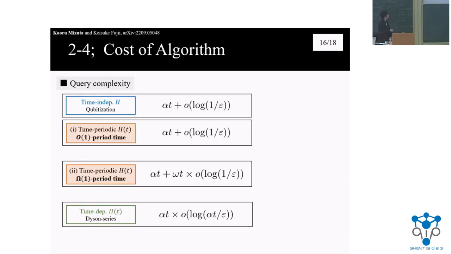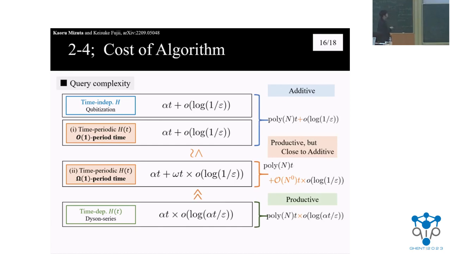Let us compare these results with the previous algorithms for time-independent and time-dependent cases. As you can see, the above two cases, including time-periodic cases, share the query complexity with the time-independent cases. So we can say that time-periodic Hamiltonians can be simulated as efficiently as time-independent cases. The second case has an additional factor omega t. However, this is much smaller than the time-dependent cases, since the truncated Dyson series algorithms have a completely unproductive scaling. So we can say that time-periodic Hamiltonian simulation can achieve efficient additive query complexity like the qubitization technique.